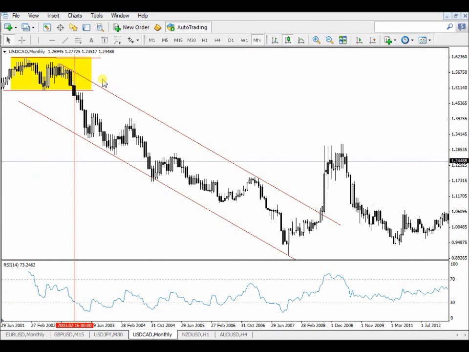Alright, so after it broke down, I've got a channel, I've got the resistance line there. Let's do it like this. So I'm going to trade this market. Otherwise I'm going to sell that support. As soon as the support breaks, I can then sell that market.